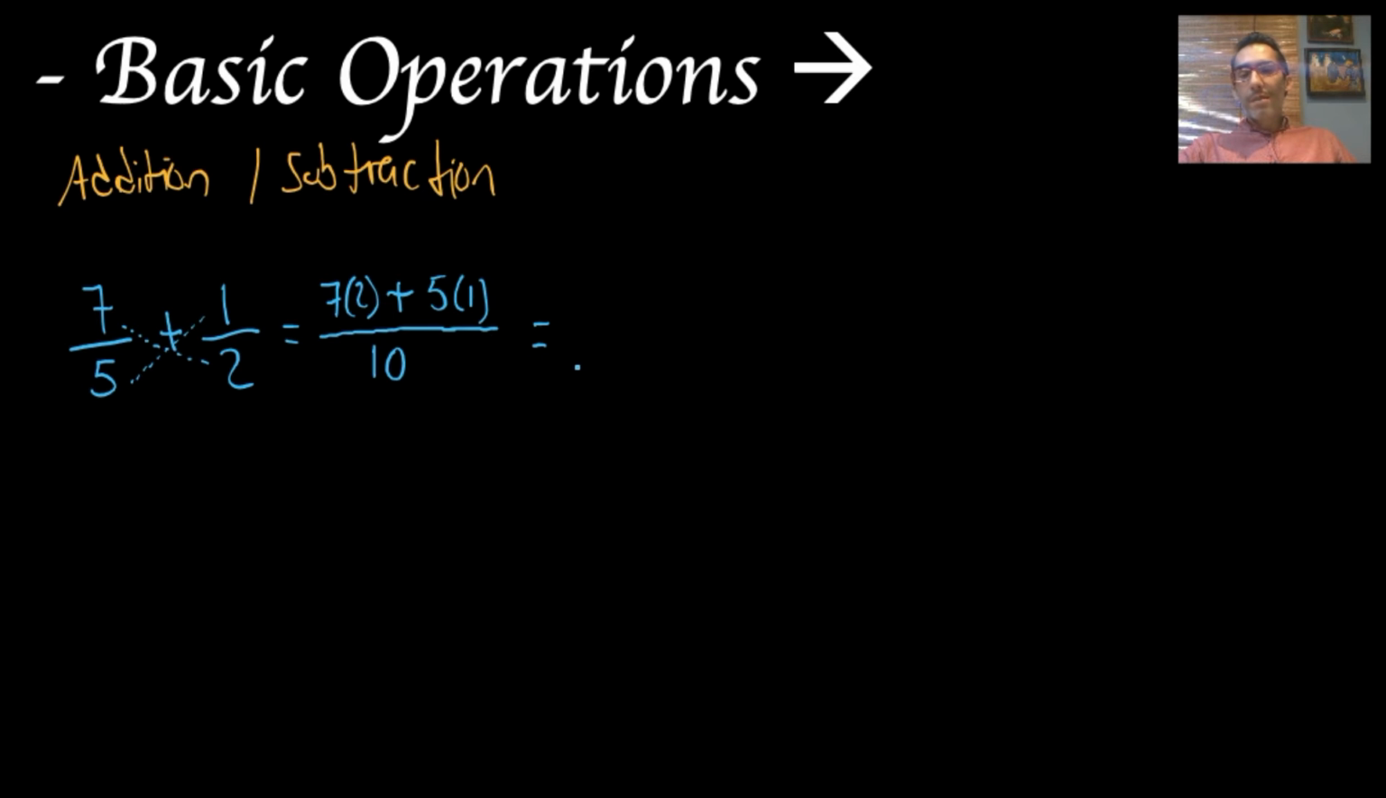And nothing, we perform this operation. 7 times 2 is 14, 5 times 1 is 5, over 10. This is equal to 19 over 10, and this will be your answer.